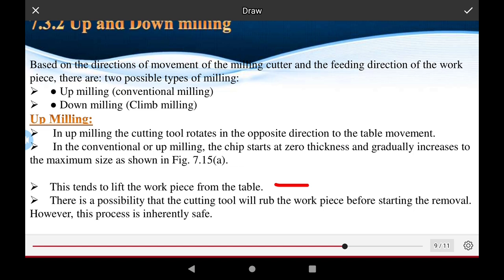There is the possibility that the cutting tools will rub the workpiece before starting the removal. However, this process is inherently safe, for the machines and for performing the operations and cutting the extra material on the surface of the workpiece.